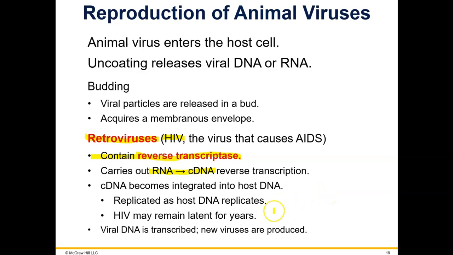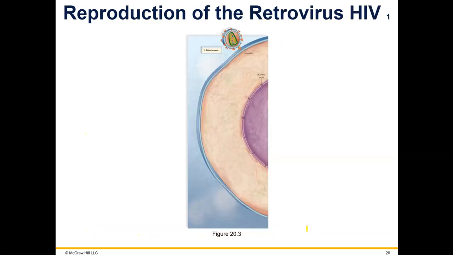Now, something will trigger that virus to become active. Maybe stress, maybe a sickness, but something will trigger it. And now the viral DNA undergoes transcription and becomes messenger RNA, and then the messenger RNA finds a ribosome and produces the proteins that make the new virus components. So new viruses are produced that way. So this is how retroviruses work.